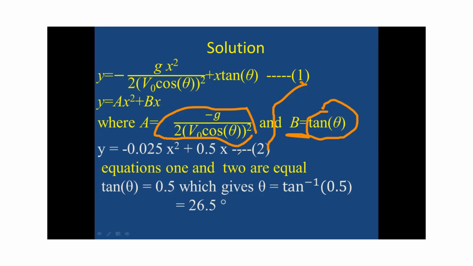The coefficient of x in equation 1 is tan theta, and in equation 2 it is 0.5. Therefore, tan theta equals 0.5, which gives theta equals the tan inverse of 0.5, which is 26.5 degrees.